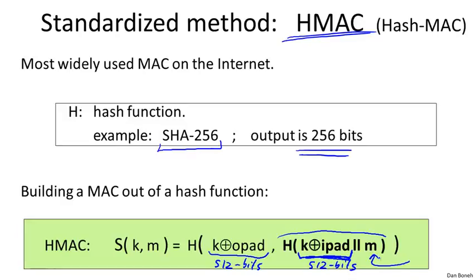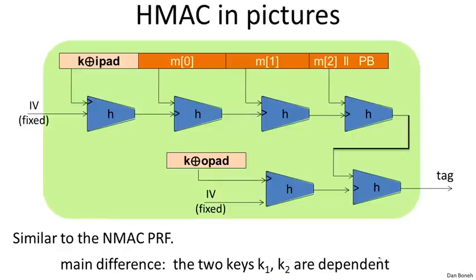Rather than looking at this in symbols, it's more instructive to look at HMAC in pictures. You can see here are the two keys, k XOR inner pad, which is then fed into the Merkle-Damgard chain, and then the resulting output of this chain is fed into another Merkle-Damgard chain, and finally the final output is produced. Okay, so this is how HMAC works in pictures. And now I want to argue that we've already seen something very similar to this.